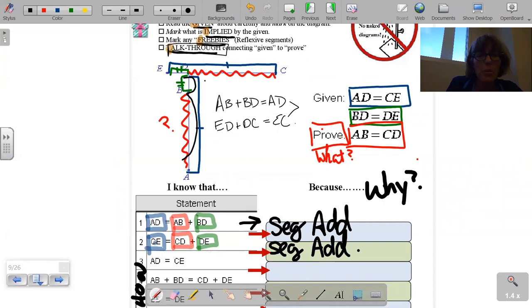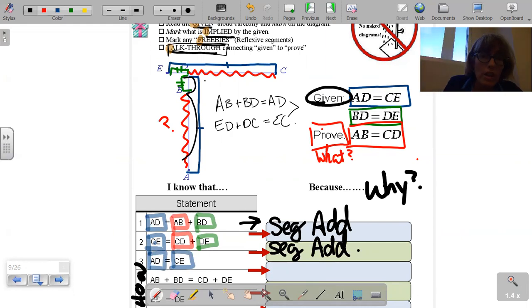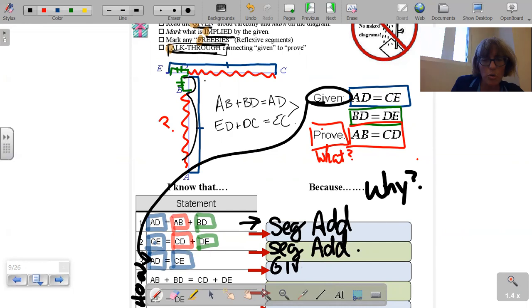Now look at step 3 and ask yourself, where are you getting this information? AD is equal to CE. And you look, it's part of your given. Your given is your starter information. So why is that true? It is given.